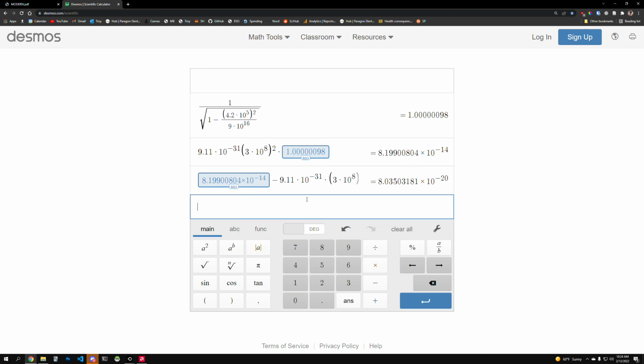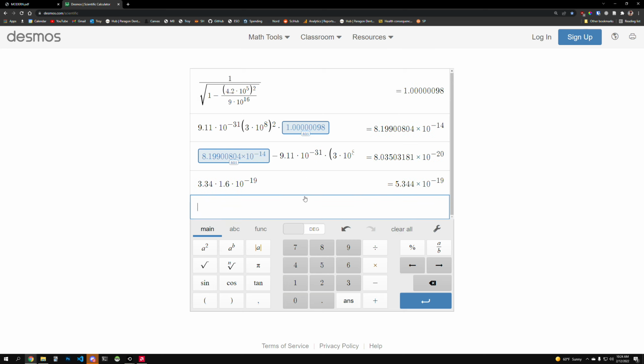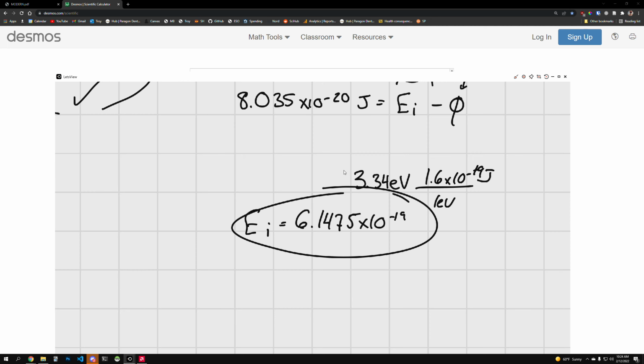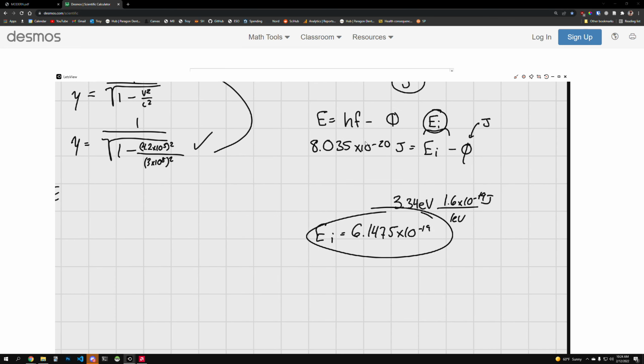So let's just quickly plug everything in now. So 3.34 times 1.6 times 10 to the negative 19 gives me that value, and I'm going to add that value to 8.035 times 10 to the negative 20, which is 8.035031 times 10 to the negative 20, and that gives me an incident energy of 6.1475 times 10 to the negative 19, right? And why did I do that? Well, we just calculated phi in terms of joules here, added that to this value, and that gives me EI.